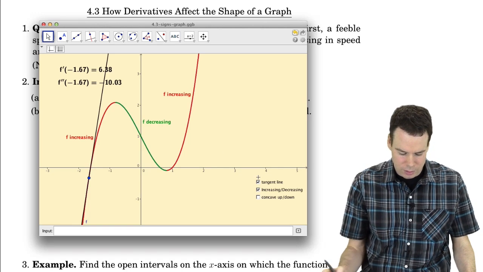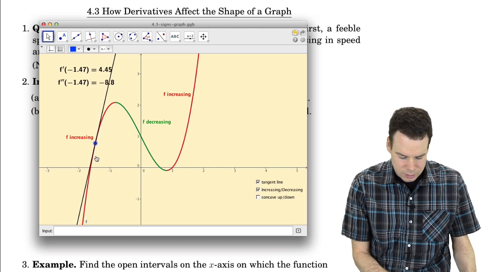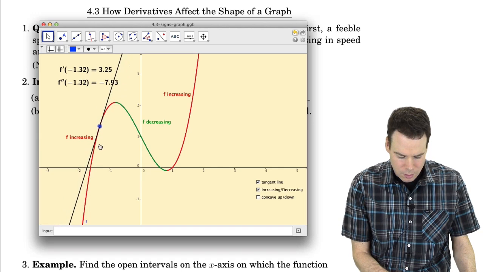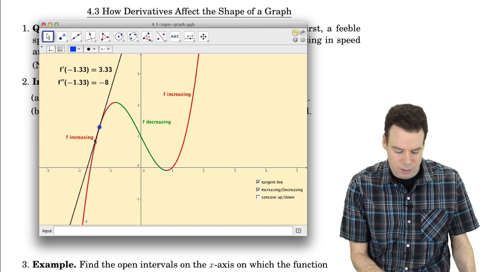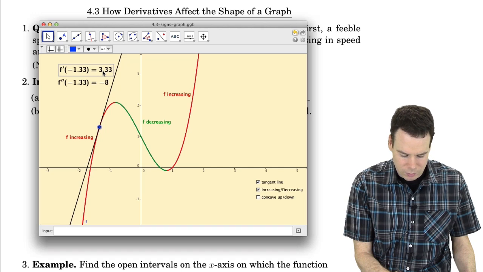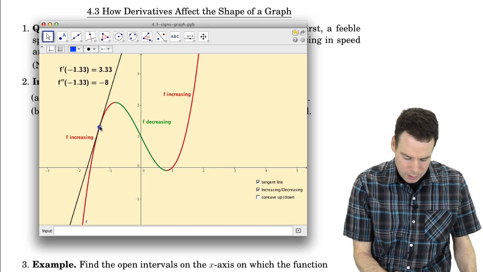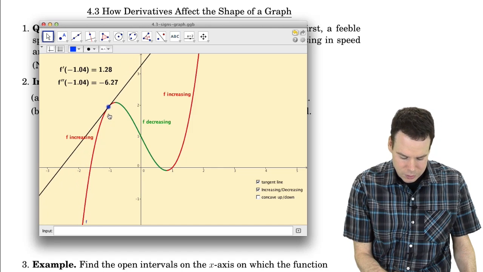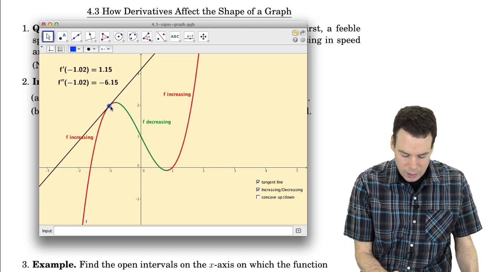So let's plot a tangent line. So I'm looking at a point. Notice that when I'm on a portion of the curve where it's increasing, the slope of the tangent line is positive. So that's indicated here. F prime of this particular point, negative 1.33, is a positive number. And at all these points where the function is increasing, our derivative is positive.